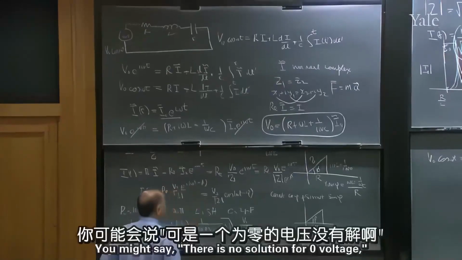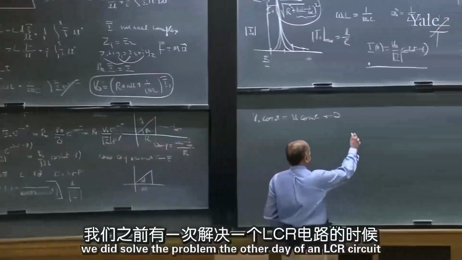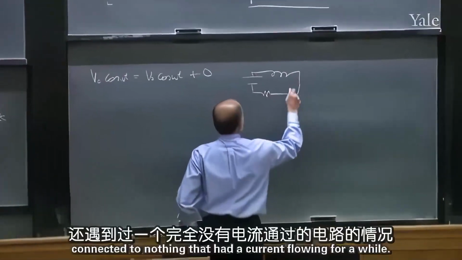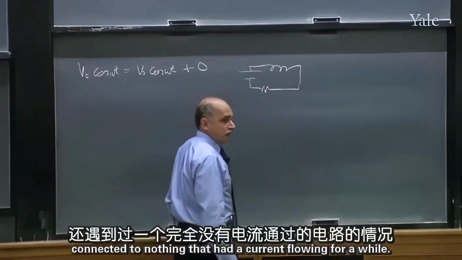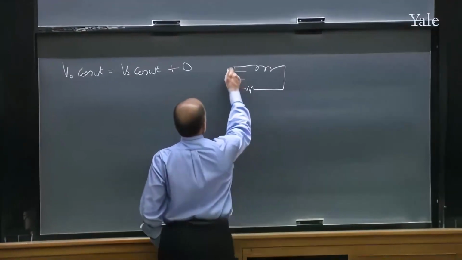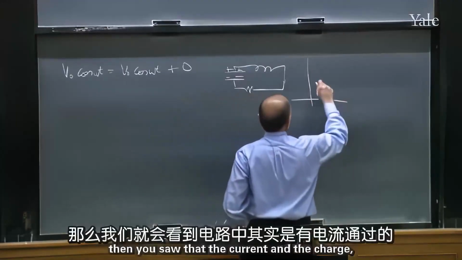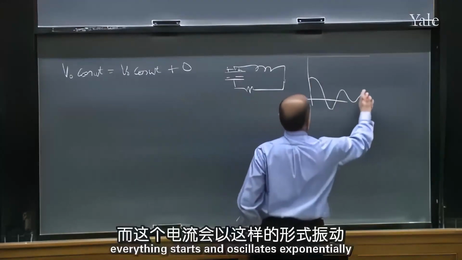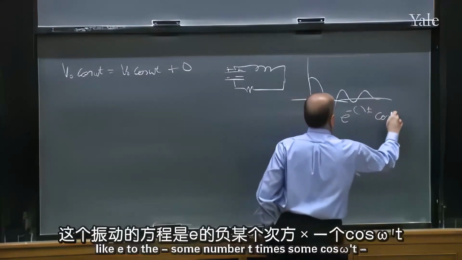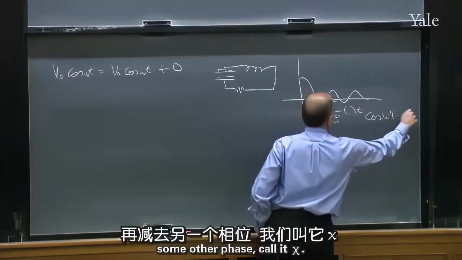And you might say there is no solution for 0 voltage, but I will have to remind you that we did solve the problem the other day of an LCR circuit connected to nothing. It had a current flowing for a while. But it won't do it if it's completely inert. But if you put some charge on this guy to begin with, then you saw that the current and the charge, everything starts and oscillates exponentially, like e to the minus some number t times some cos omega prime t minus some other phase. Call it chi.